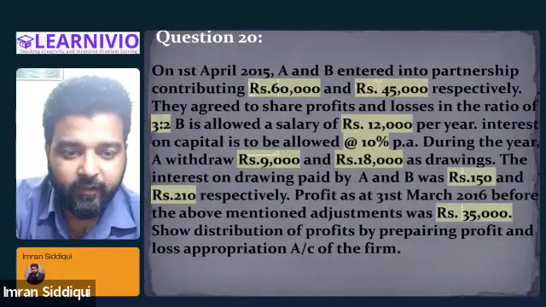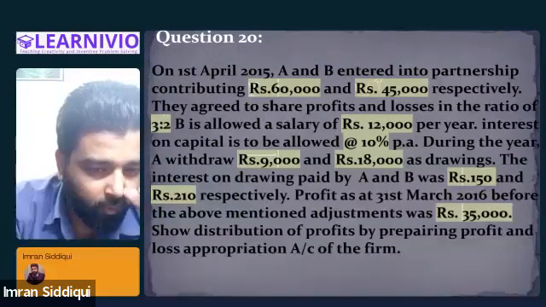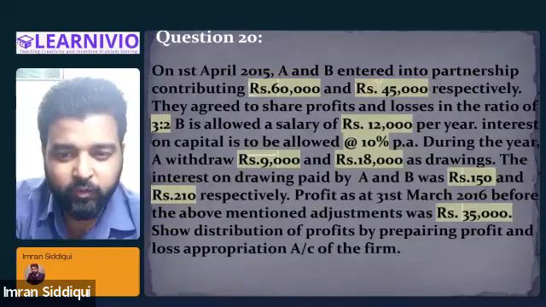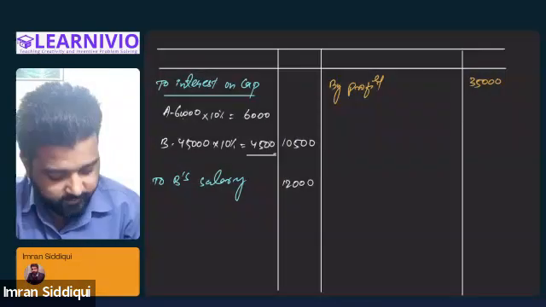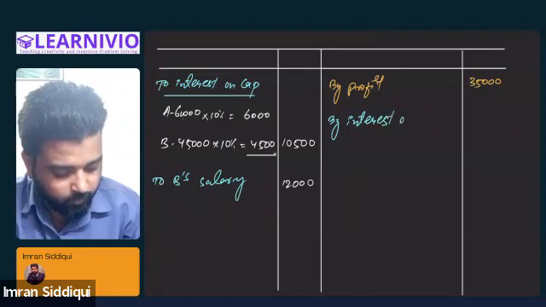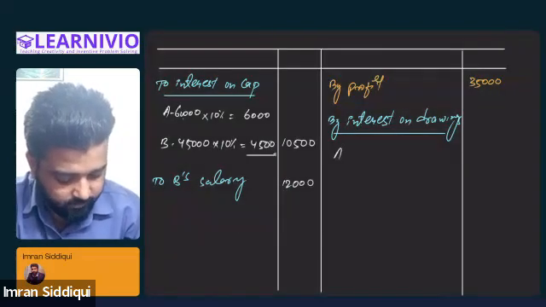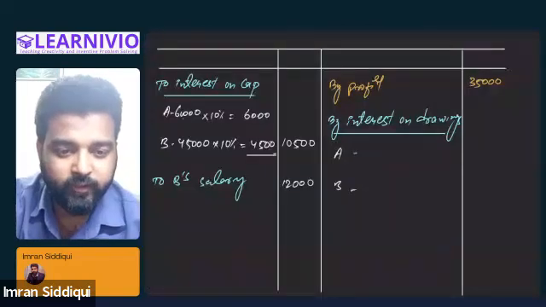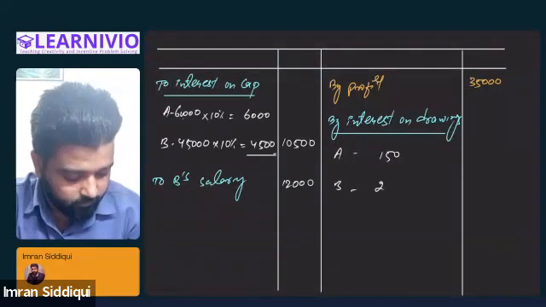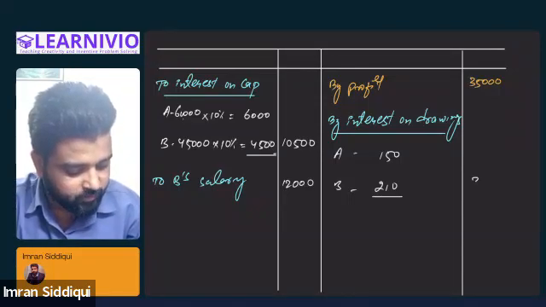After that, we have interest on drawing as well, right? The amount of drawing is not important for us. Interest on drawing is important. So we'll go to the debit side now and write down by interest on drawings. Interest on drawing will be charged from both the partners A and B. What amount will be charged? It is already there in the question: 150 and 210 respectively. So the total value of this will be 360.